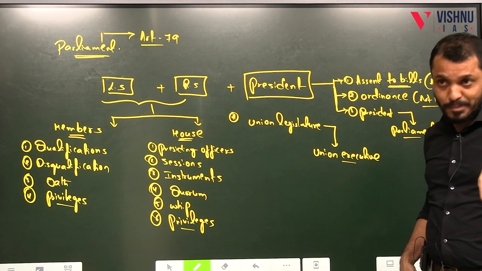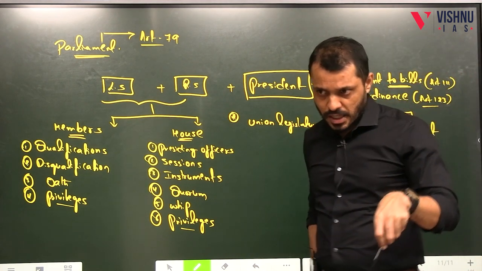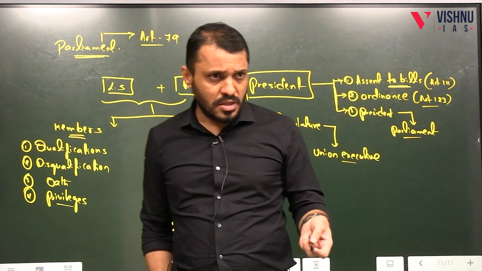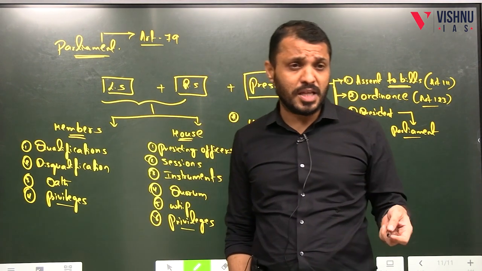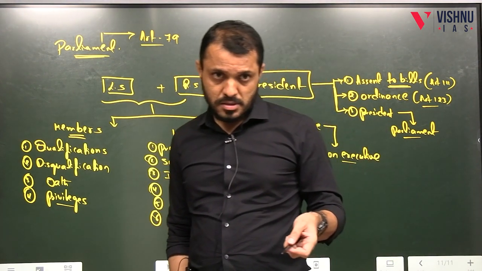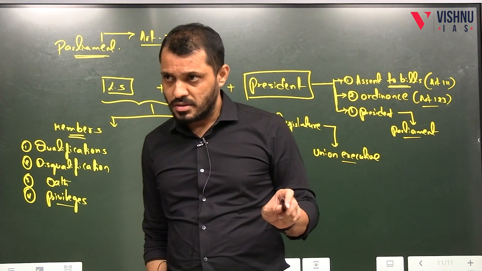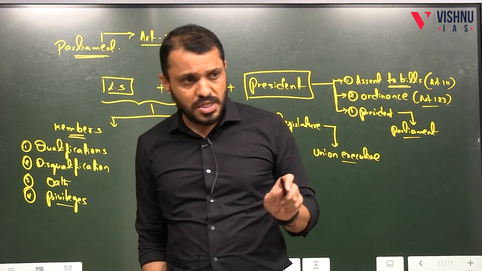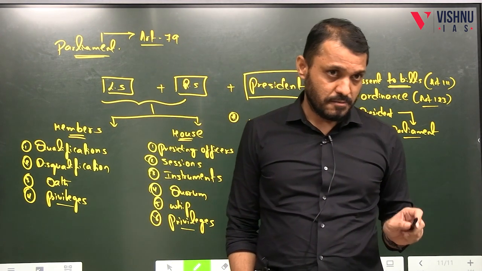Now, the monsoon session of the Parliament is going on. According to the Constitution, at least how many sessions in a year must there be? Three? No, the Constitution has not mentioned it. First thing is, the Constitution did not mention the number of sessions.